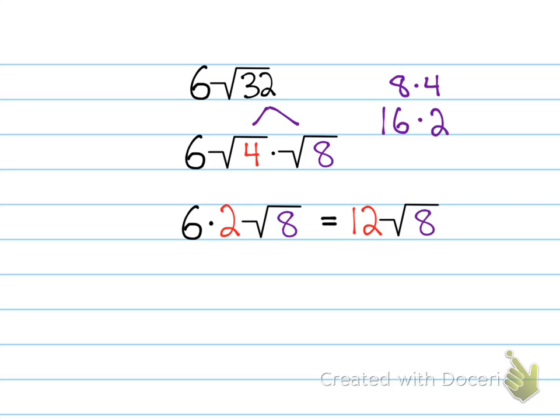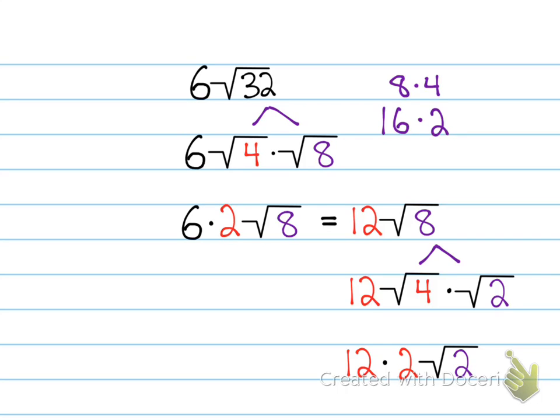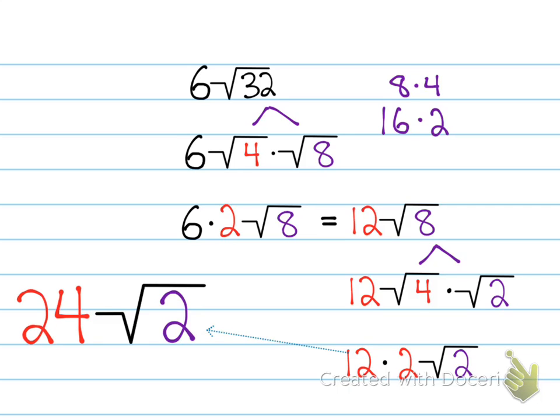Now we have square root of 8. And I need to look, can I break the square root of 8 up into any perfect squares? And the answer to that question is yes. I can break that up into the square root of 4 times the square root of 2. And then we're going to go through the process. I know that the square root of 4 is 2, so now I have 12 times 2 times the square root of 2. And we're going to do our last little bit. 12 times 2 is 24, and we're going to tack on the square root of 2 at the end there. And that's as simple as it gets.